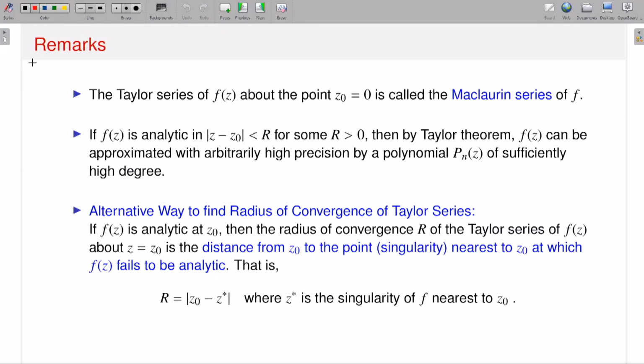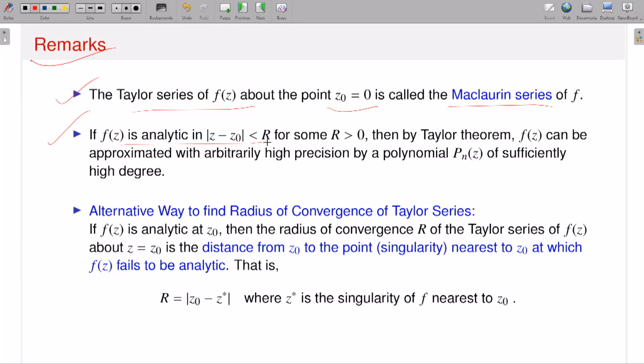Okay, so a couple of remarks I should make. Now I have discussed the Taylor series around the point z = z naught. The Taylor series of my function f around the point z naught, when z naught is equal to 0, is called the Maclaurin series. This is another name.